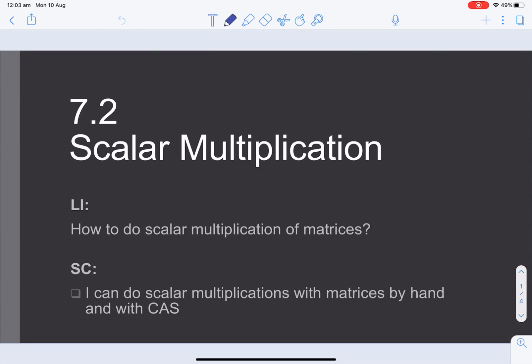7.2 Scalar Multiplication. Our learning intention: how to do scalar multiplication of matrices. Our success criteria: I can do scalar multiplications with matrices by hand and with CAS. Now in this video, I'm not showing you any CAS instructions. I'm going to leave that for a separate video. This is purely just the method by hand.